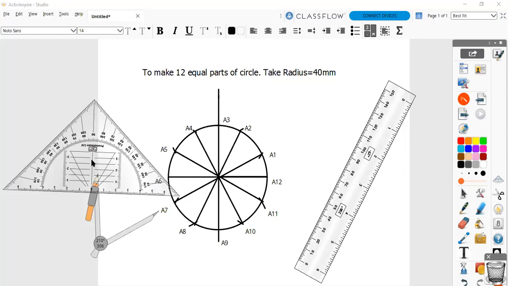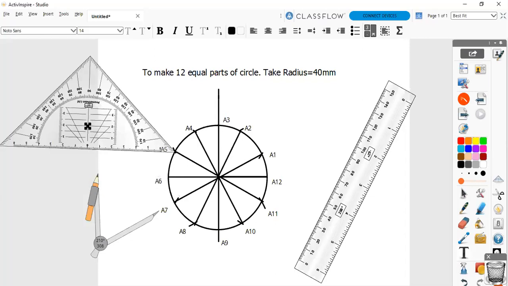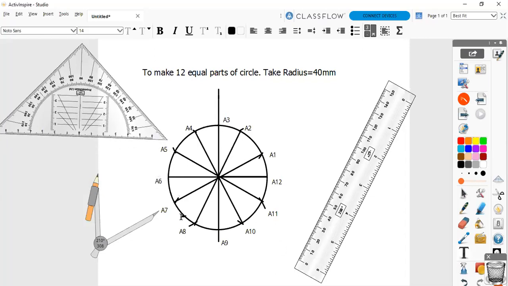Take your time. These dimensions are in front of you. Take the radius of 40 mm. Complete this task using these three different instruments and let me know. Complete this task number 1 and let me know once you are done with this. Meanwhile, if you have any query or anything you wanted to ask, feel free to ask in the chat box.